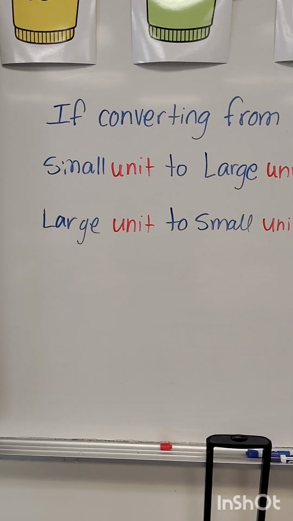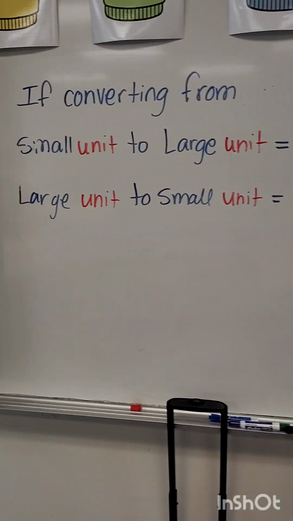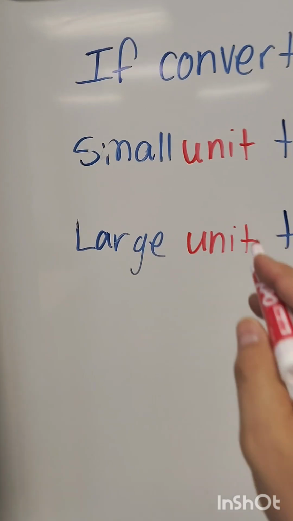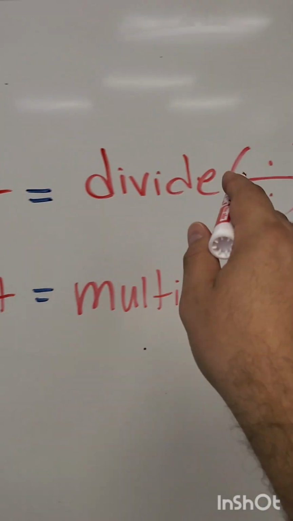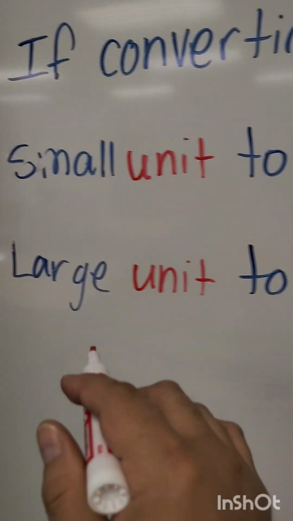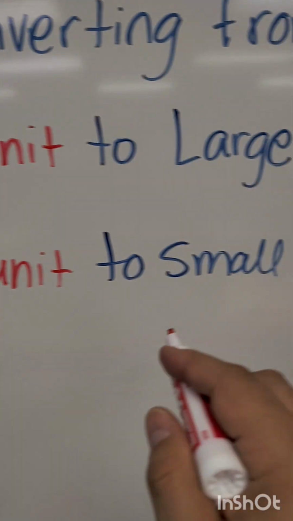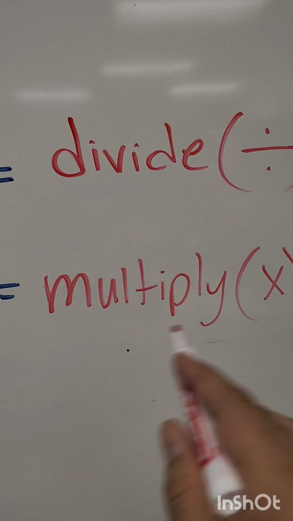I just want to add to the video here. This is a little tip chart that we created. If you're converting a small unit into a large unit, you have to divide. If you're converting a large unit into a small, you have to multiply.